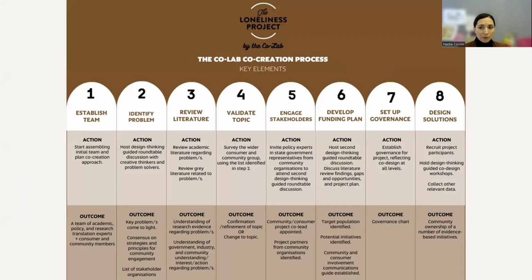Okay, so this is a summary of the co-creation project to date. Steps 1 to 7 really refer to all of the activities that happened in the seed funding stage, so the project setup.